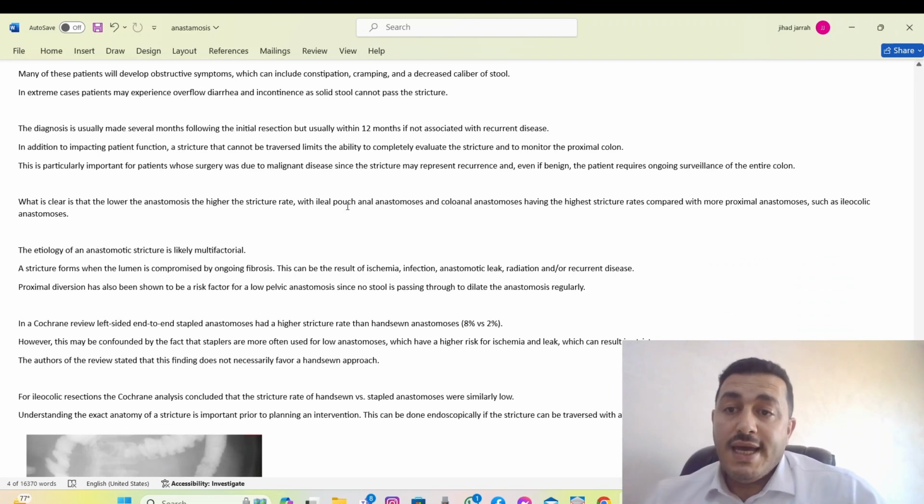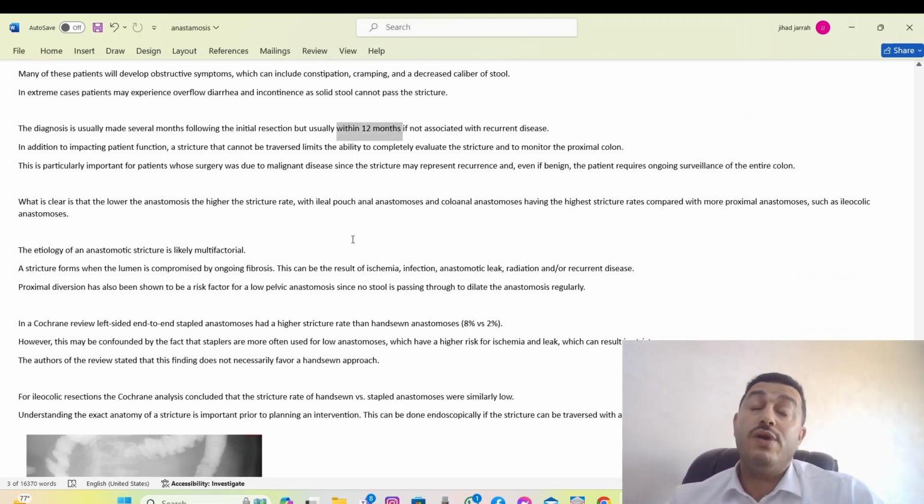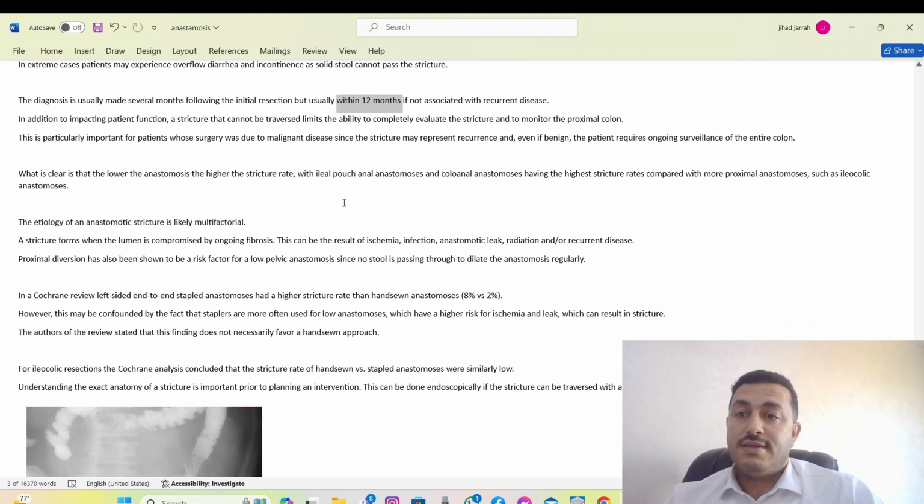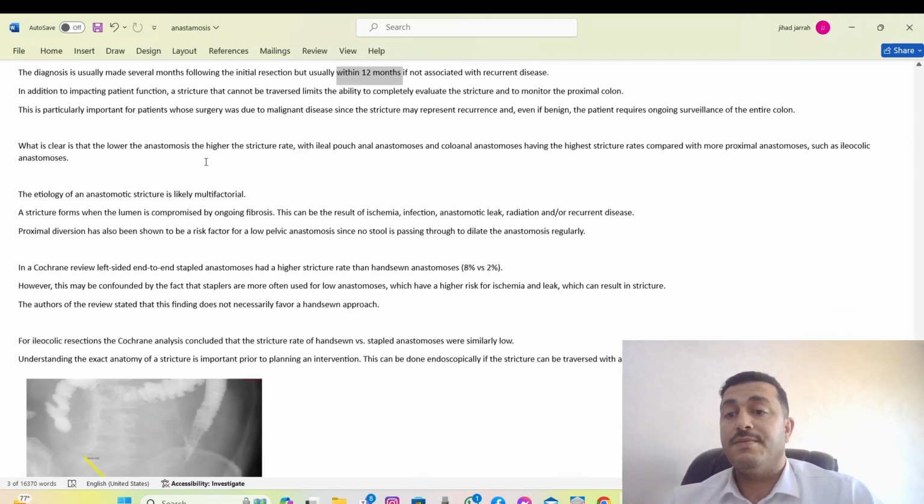The diagnosis is usually made at around 12 months, if we are not talking about recurrence of a malignant disease. And what else? Of course, the stricture can cause a problem when we cannot go through it to examine the proximal colon. This is a fact when we are talking about malignant disease, or even for benign disease for surveillance.